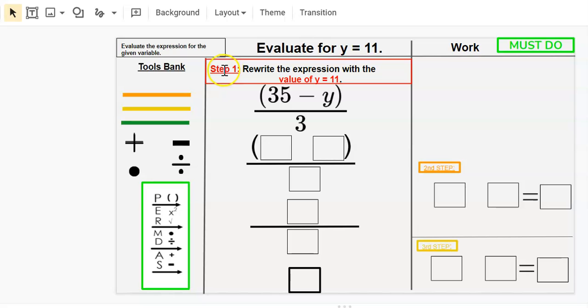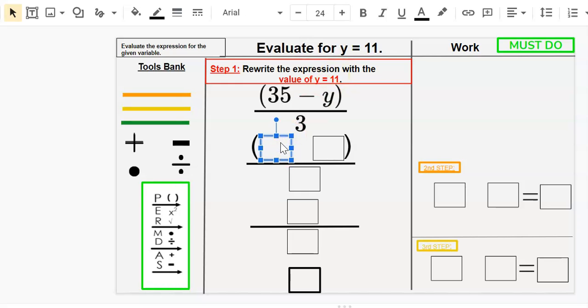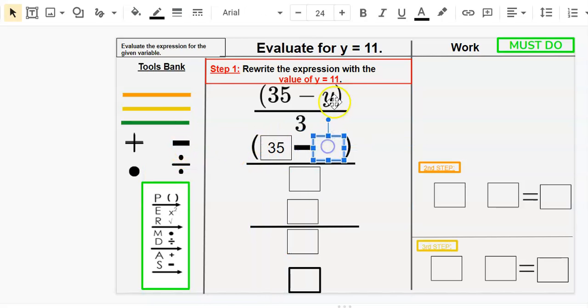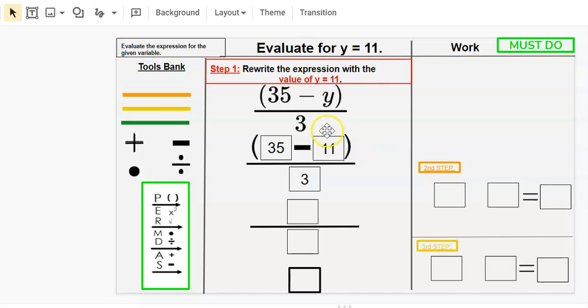So the first thing we're going to do is rewrite the expression with the value of y that was given, which in this case is 11. So I'm going to take the expression I see right there, and I'm going to rewrite it the exact same way, but instead of putting y, I'm going to put 11. So there's our expression. Now we have 35 minus 11, and then this bar means divided by. Divided by 3.